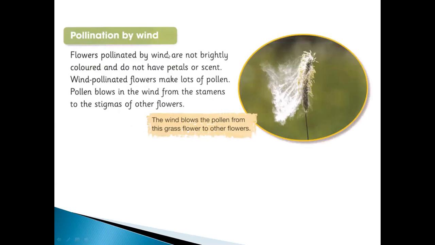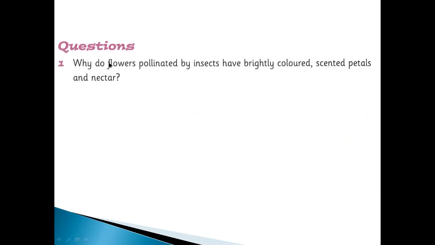And also by wind, how with the help of wind pollen transfers. Some flowers don't have brightly colored petals, and have no smell, no scent. So like this, wind-pollinated flowers make lots of pollen. Pollen blows in the wind from the stamen to the stigma of another flower. After this, we solved the exercise during the class.